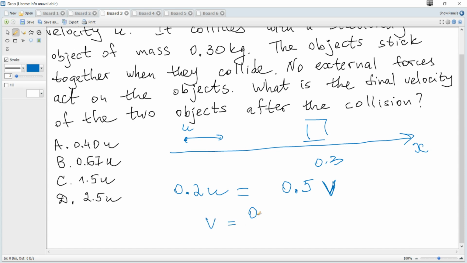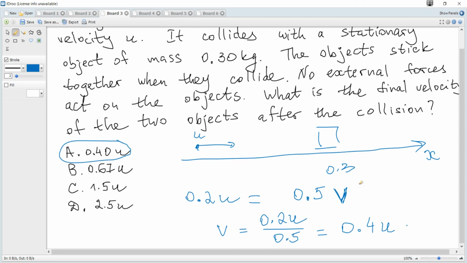v is what? 0.2 u divided by 0.5, or 2 over 5, which is what? 0.4 u. So it's 0.4 u. A is correct, and that's all for this question.